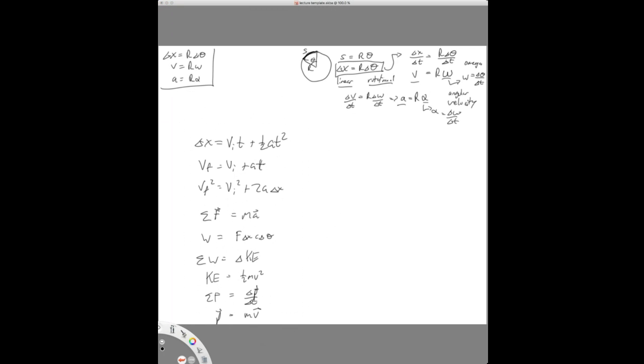So if I want to take this equation and create a rotational version of that equation, all I have to do is divide the equation by r. If I divide it by r, we look over here. Delta x divided by r is delta theta. V divided by r is omega. A divided by r is alpha. So by dividing by r, it converts all of my linear variables like delta x, v, and a into rotational variables, delta theta equals omega initial t plus 1/2 alpha t squared.